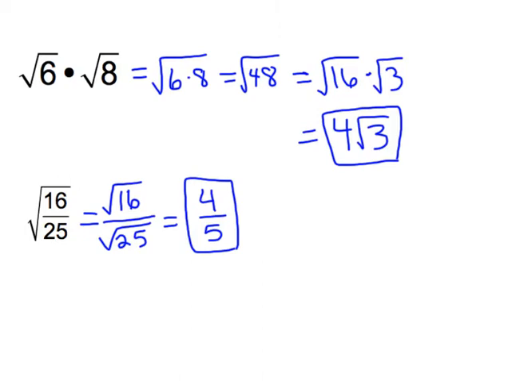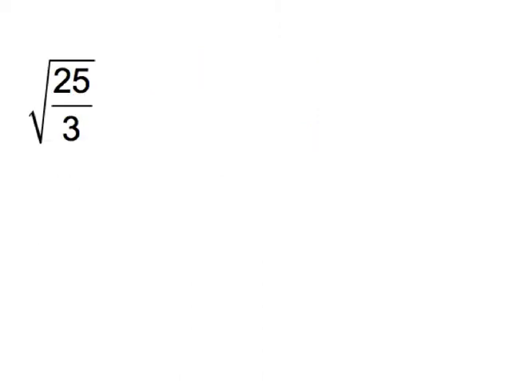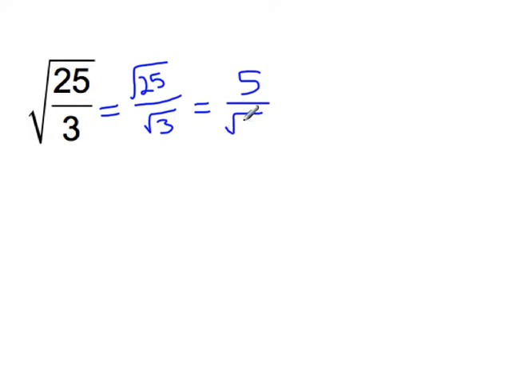Square root 25 over square root 3. This one's a little bit different. Square root of 25 over square root 3. I know the square root of 25 is 5. Always simplify as much as you can with these first to begin with. Square root of 3 I cannot simplify.